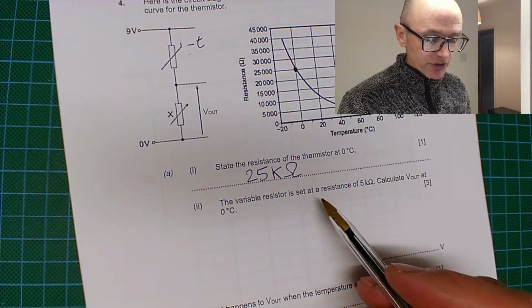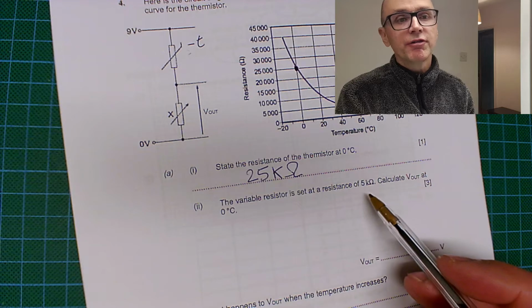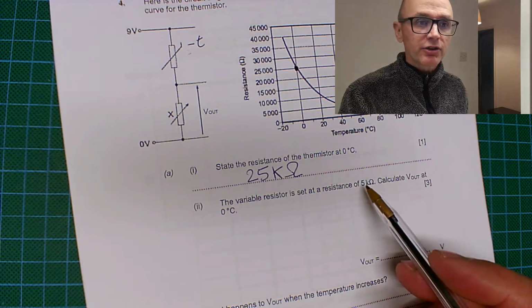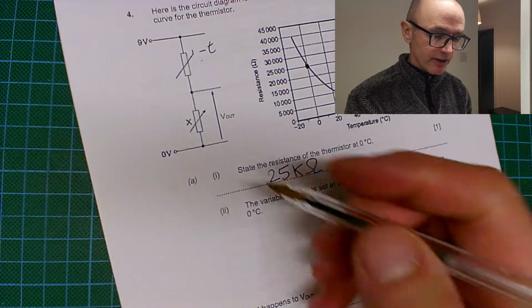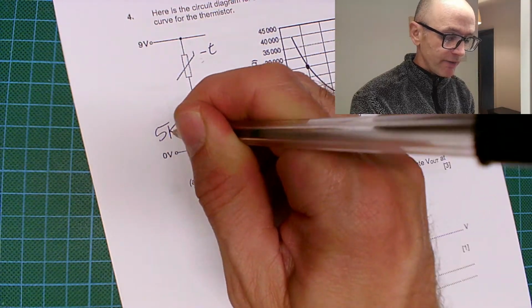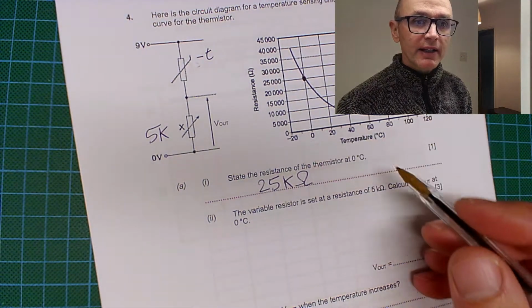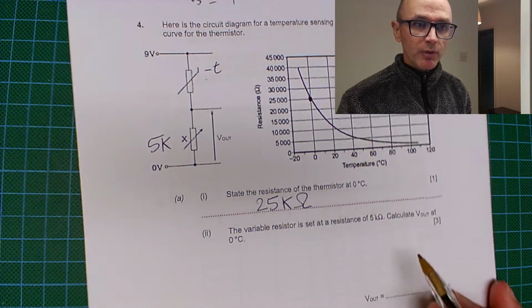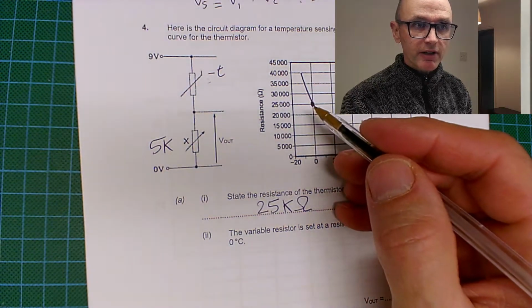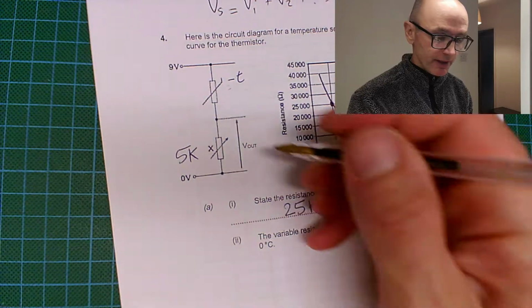Now the variable resistor is set to a resistance of 5 kilo ohms or 5,000 ohms. Variable resistor, it's this thing down here. So let's have that there. Okay, 5k. And calculate V out at 0 degrees C. Well, we set at 0 degrees C that the thermistor will be 25k.